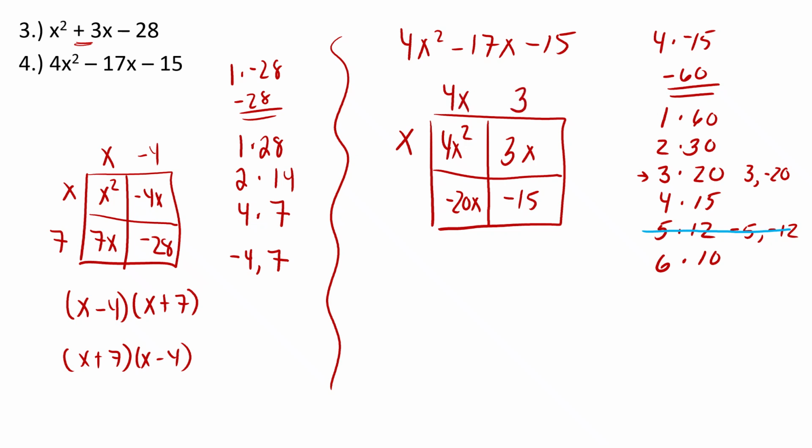X times 3 would give me the 3x. And then again, I'm just not happy with this. I'm going to look at the 15 instead. 3 times what would give me negative 15? That would be negative 5.